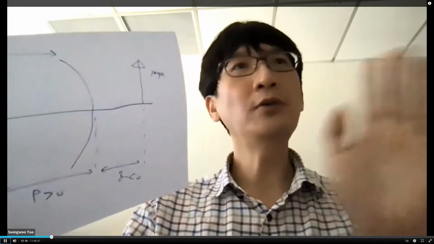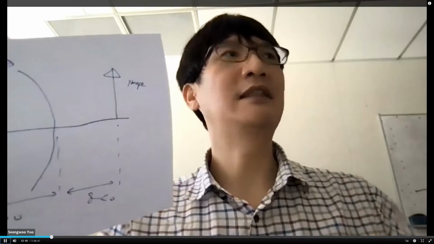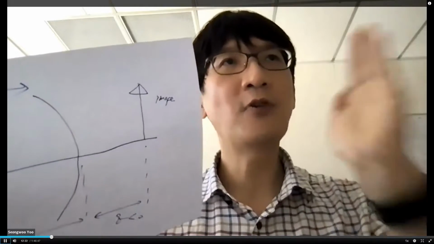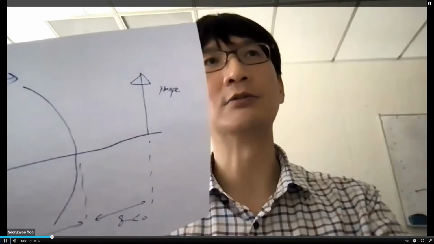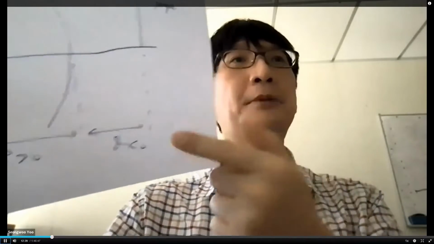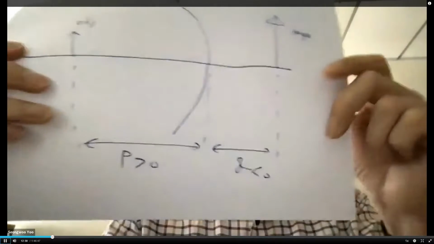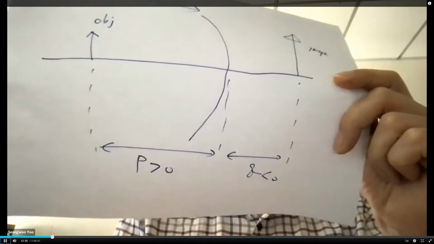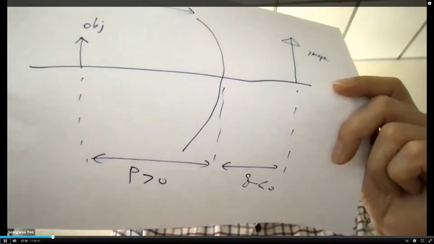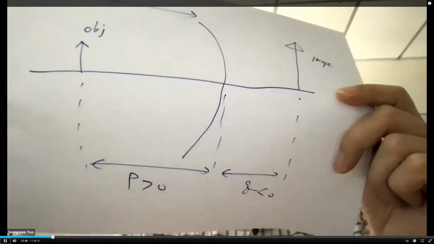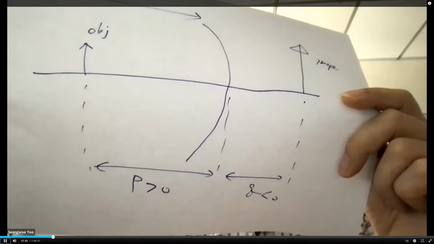So you don't need to worry about left to the right or right to the left. What you need to focus on, what you need to check is whether P or Q are measured following the real ray or the virtual ray. As long as your P is measured following the real ray, then it's going to be a positive value.